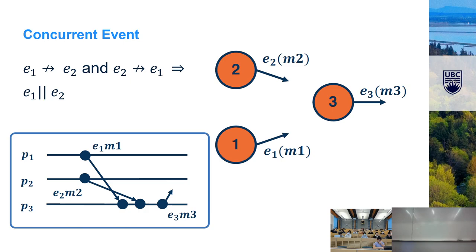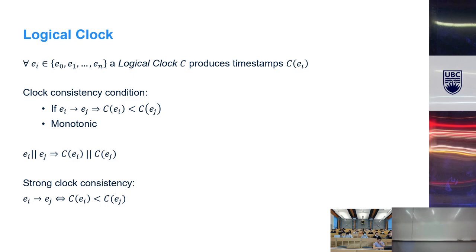Okay, so logical clocks. This is going to be a long lecture. Very interesting. So logical clocks. For every event inside of a history, a family of events, we have a logical clock, some logical clock called C, that produces a time. So essentially, this is, how do I get a timestamp for a given event in nice formal writing?